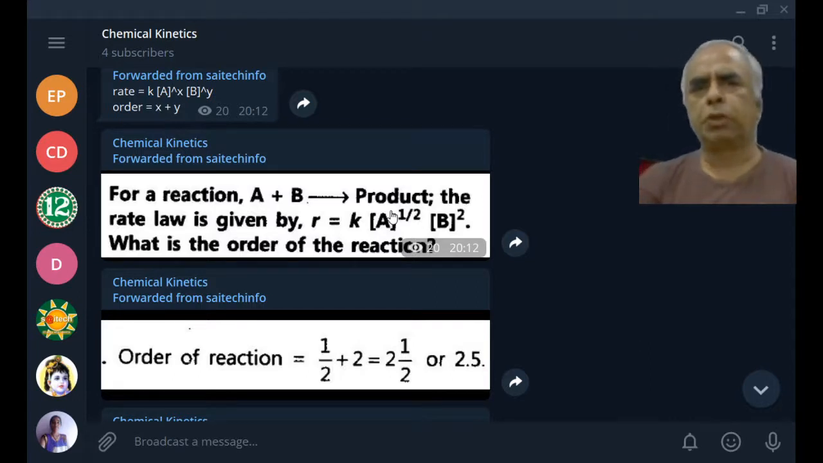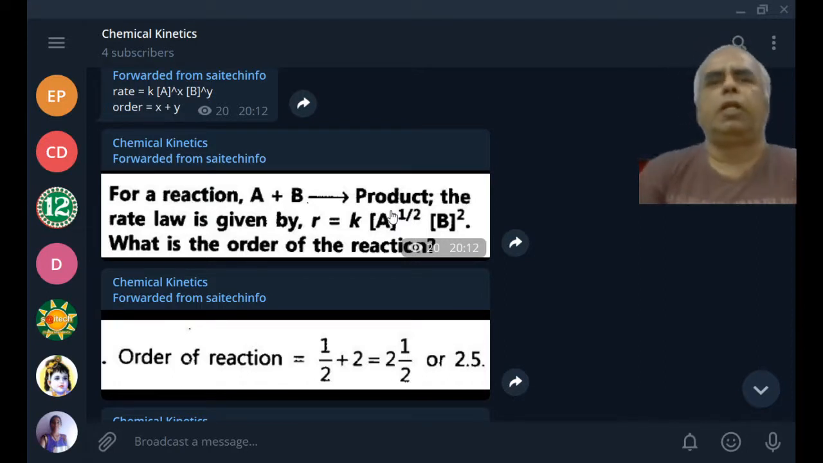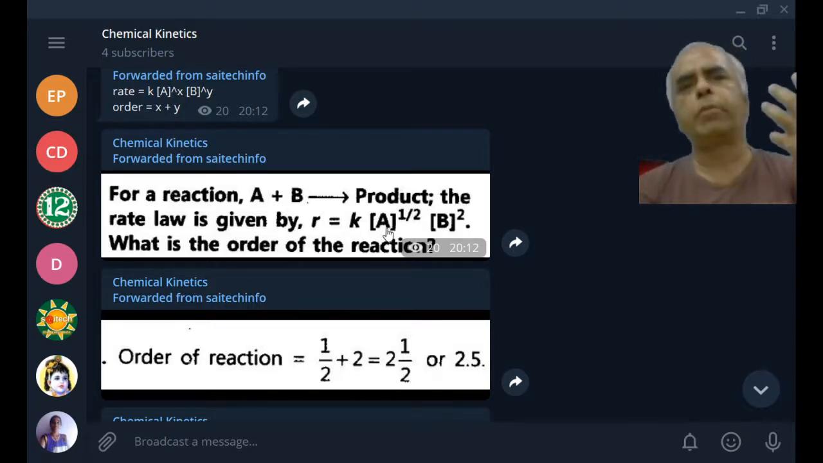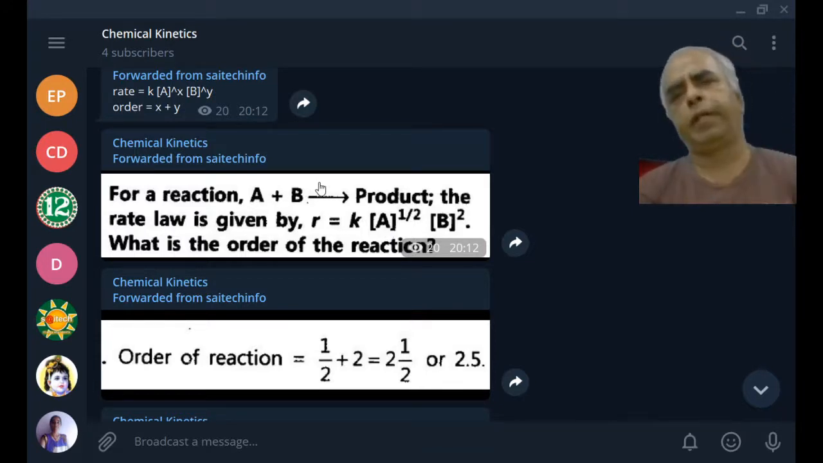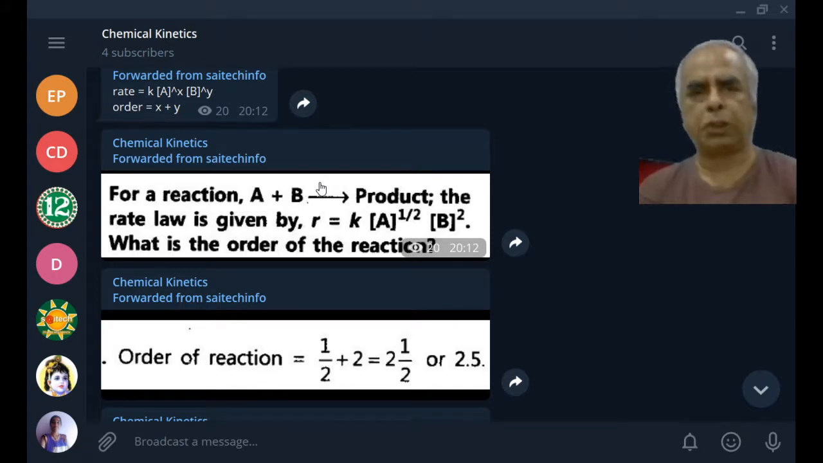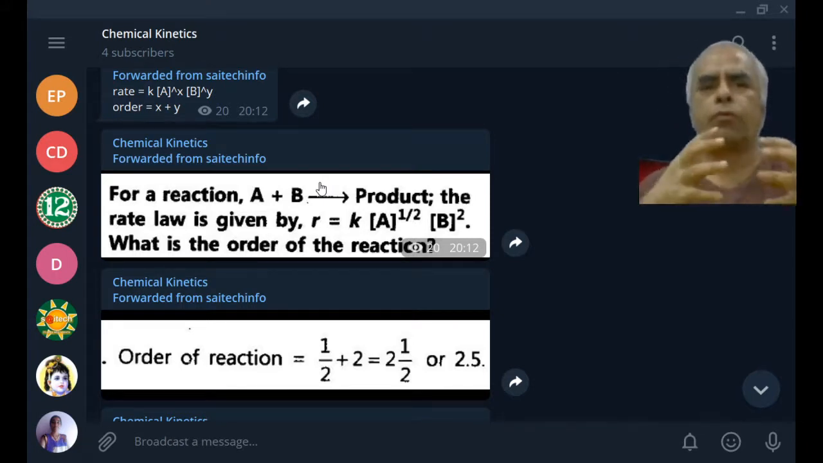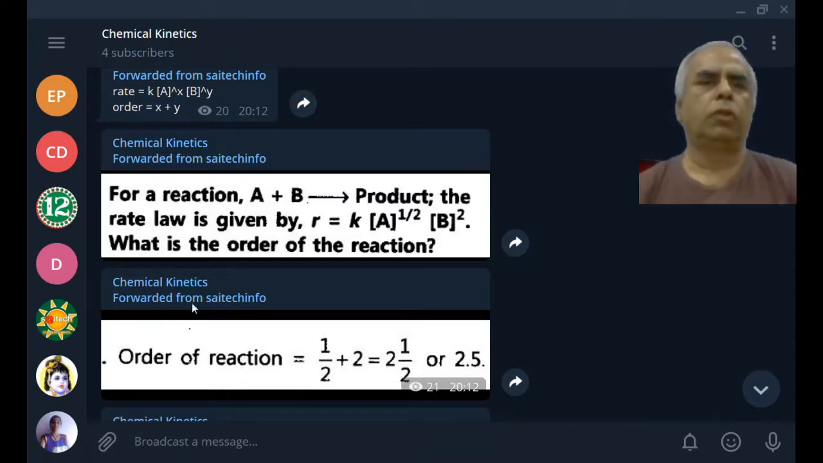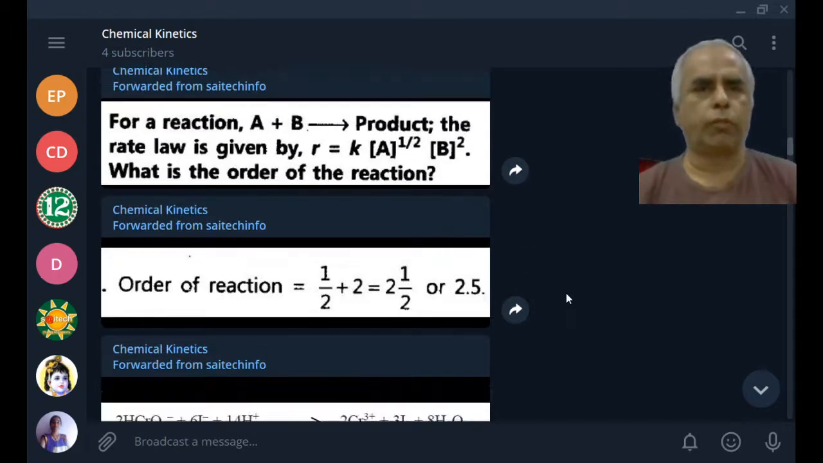Okay, and what is the rate equation? The R represents rate here. So the rate is equal to K into [A] power 1 by 2 into [B] power 2. So A plus B gives a product means that 50% of the concentration of A is involved in determining the rate of the reaction. Do you understand the meaning? And similarly, 2 moles of B are involved in the rate of the reaction. So they combine together, and that forms the order of the reaction. Right. That is why we have put 2.5, that is, 2.5 is the order of the reaction.